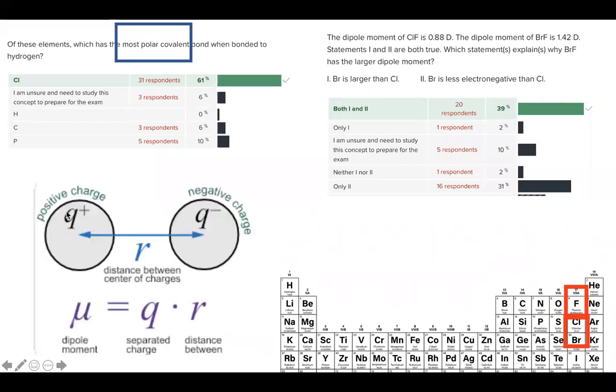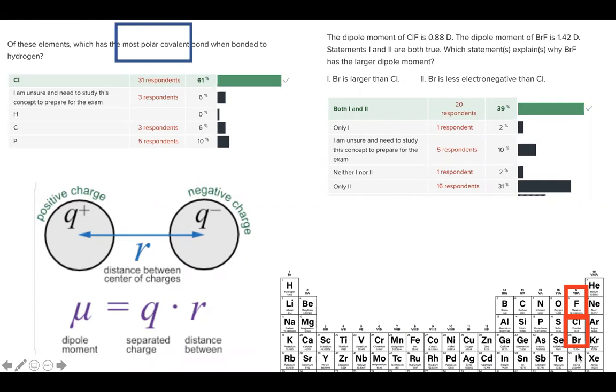I know you won't be asked to do this calculation, but we need to know what variables affect the dipole moment. The dipole moment has to do with the distance the charges are apart from each other and how positive and negative they are. A larger dipole moment corresponds to when the charges are farther apart and when you have even more polar covalent character, even more positive and negative. So how does that explain the dipole moment value being larger for BrF?